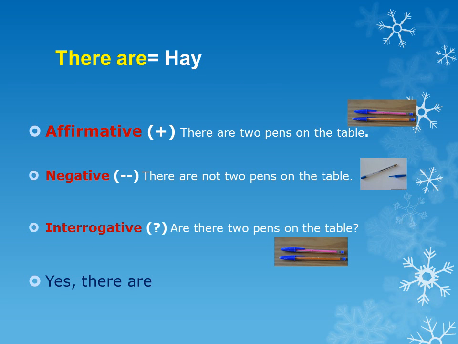Now, we are going to talk about there are. Affirmative way. There are two pens on the table. In this case, we see two pens on the table. In the negative way, we say, there are not two pens on the table. Why? Because on the table there is just one pen. Interrogative way, we say, are there two pens on the table? In this case, as we see in the picture, there are two pens. So the answer is yes, there are.